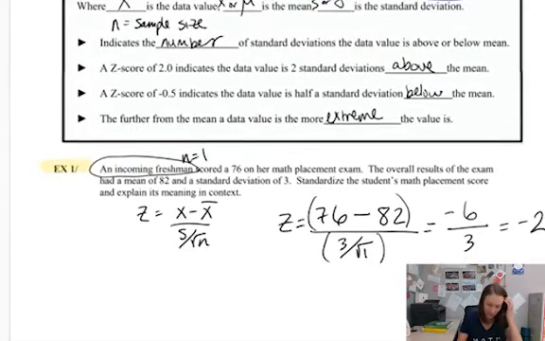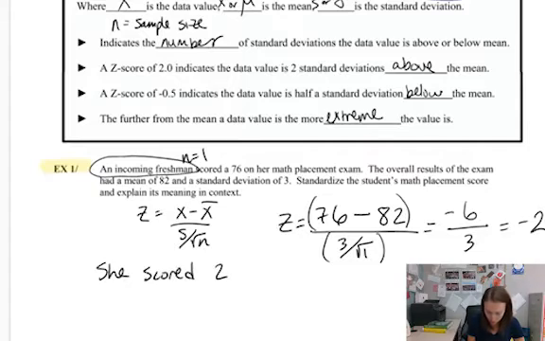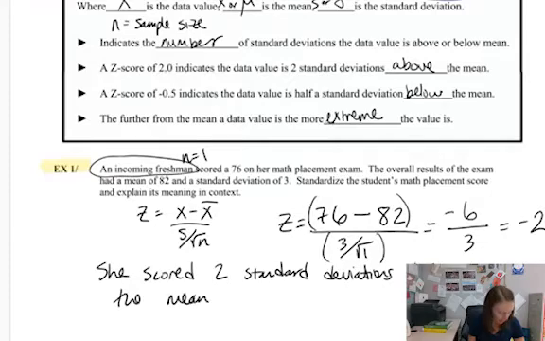So what this means in context of the problem is that she scored 2 standard deviations below the mean of her math placement.